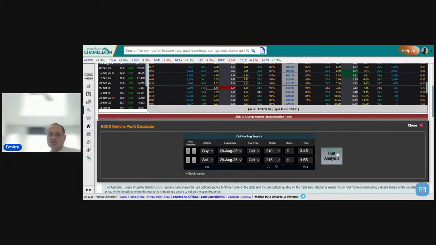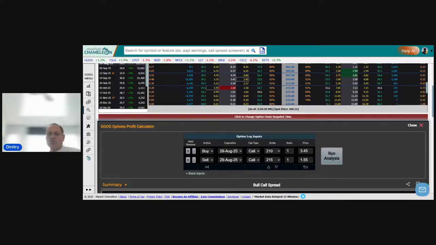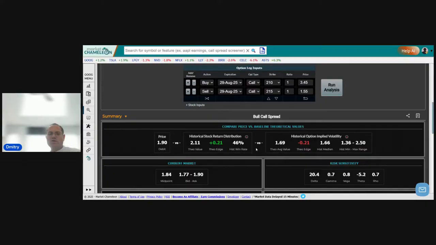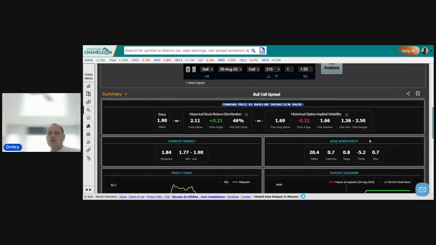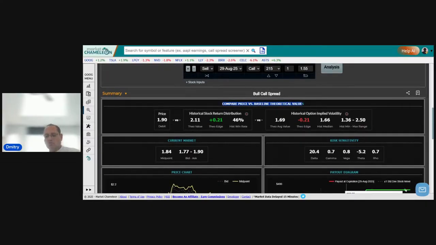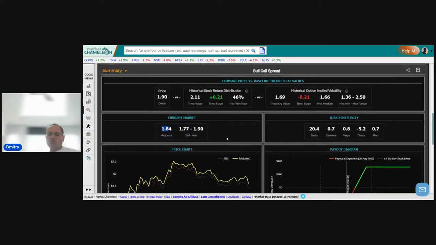So I'm going to run this analysis, and it will come up with some initial analytics for us to look at. Of course, we could go in deeper after that, but this is our initial analytics. We discussed yesterday looking at a valuation of the spread using two different methodologies. We talked about the current market where we see the bid and the offer in the midpoint. We stopped there.